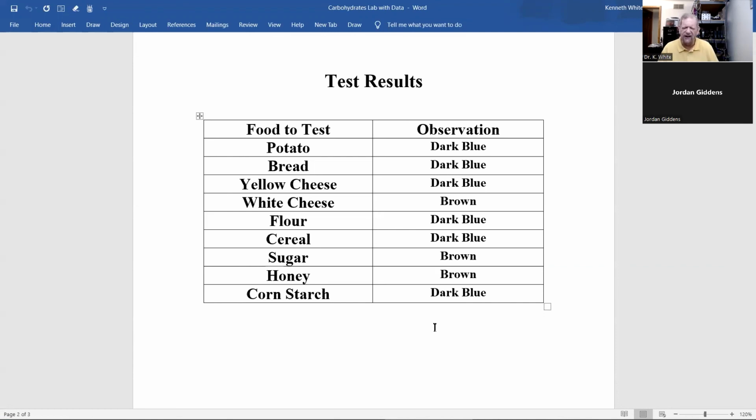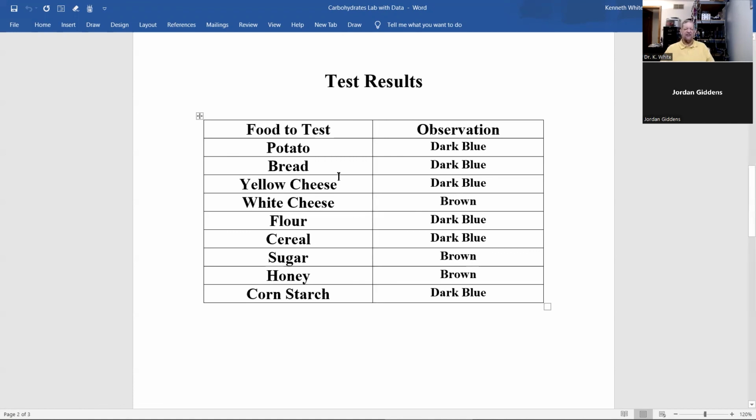Now, sugar and honey, brown. Why? Because those are not a long starch. Those are a disaccharide with fructose and glucose. And that won't change the color of the tincture of iodine. Now, cornstarch, hint, does have starch in it. It turned it dark blue.